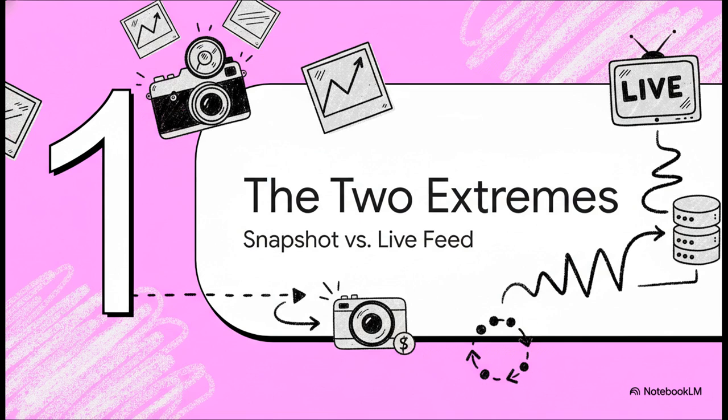To really get our heads around this, let's start with the two main options. Just think of them as total opposites. On one hand, you've got a quick snapshot of your data. On the other, you have a continuous live feed. These two extremes are what we call import mode and direct query mode.